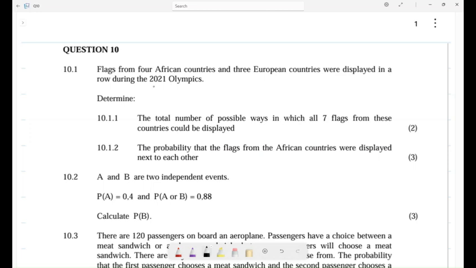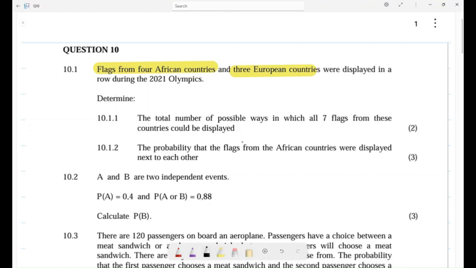Continuation of the May/June 2022 question paper. So now we are dealing with question 10, probability. All right, question 10 is based on probability. Now we have 10.1.1. It says: the flags from 4 African countries and 3 European countries were displayed in a row during the 2021 Olympics.